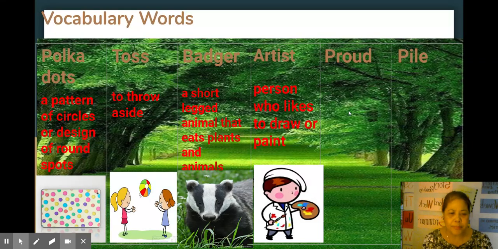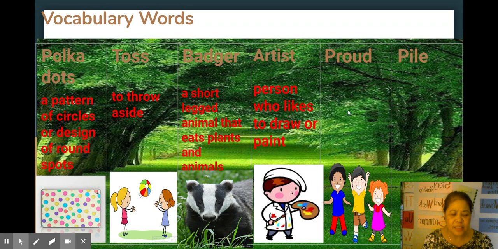Next word is proud. Have you been proud lately? I know you have been. And I am so proud of you the way you pay attention to our lesson today. So what is proud? Proud means feeling pride and good about yourself.